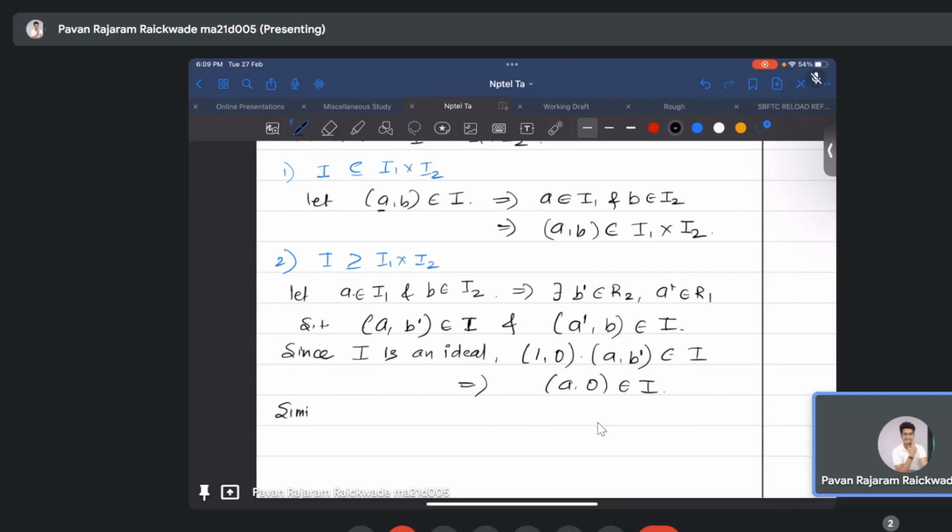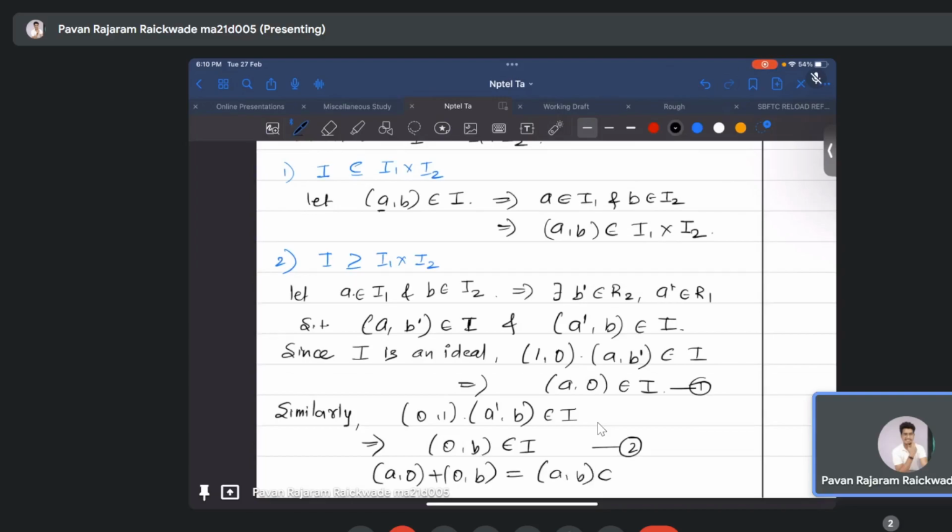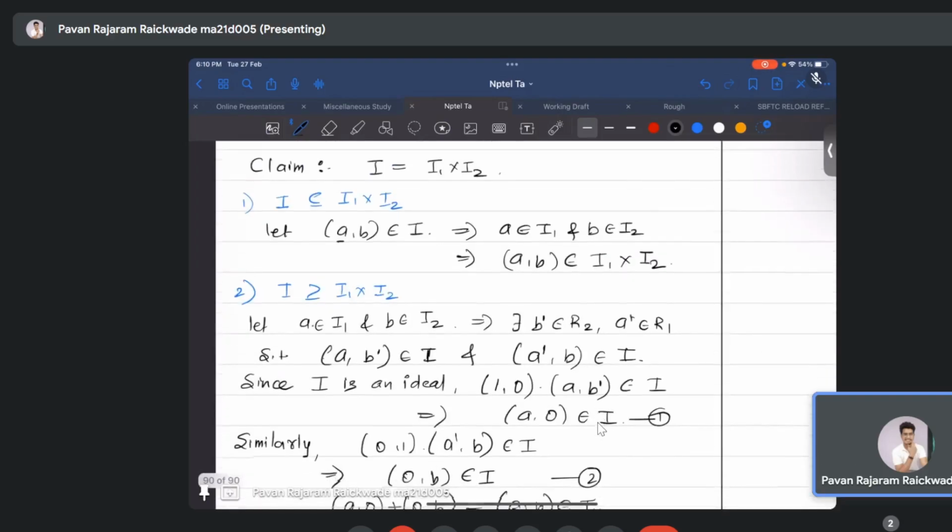Similarly, (0, 1) times (A prime, B) should also belong to I, since I is an ideal, so closed under multiplication with elements of the ring. So this will imply (0, B) belongs to I. So this is 1, this is 2, and I is of course a subring, being an ideal. This will imply (A, 0) plus (0, B) equals (A, B) is in I. That's all. So I have shown that I is precisely I1 cross I2.